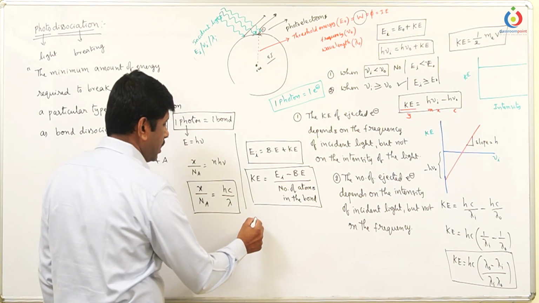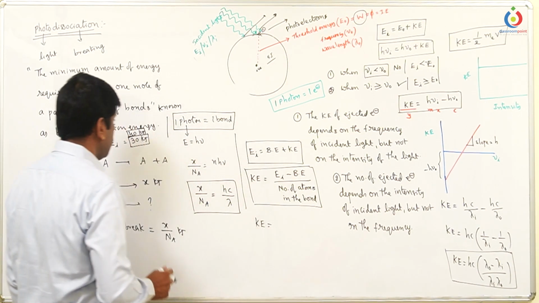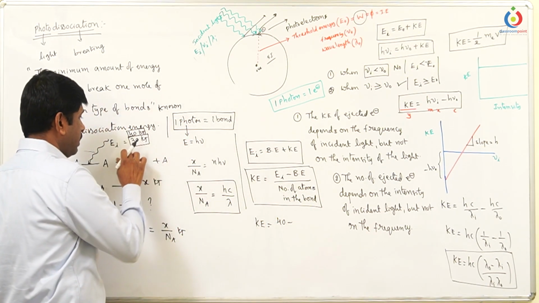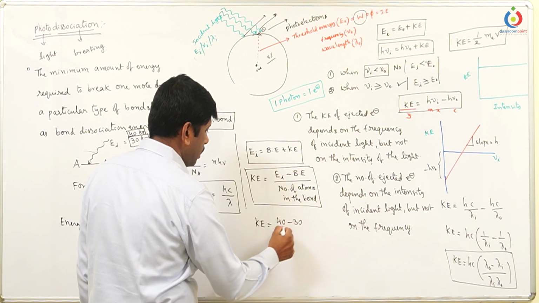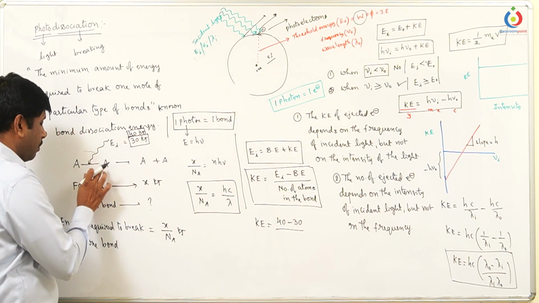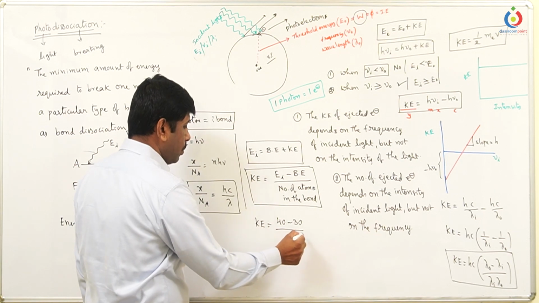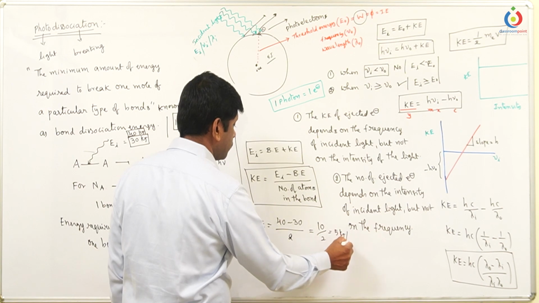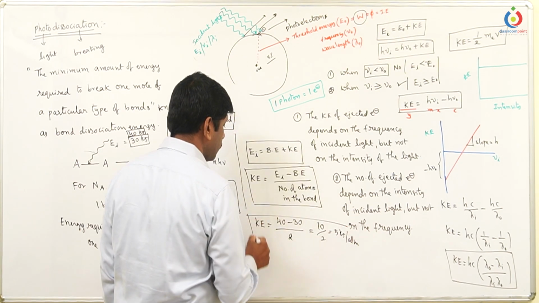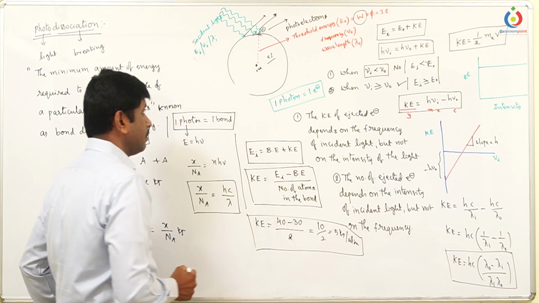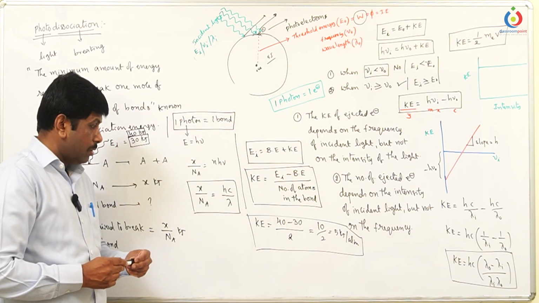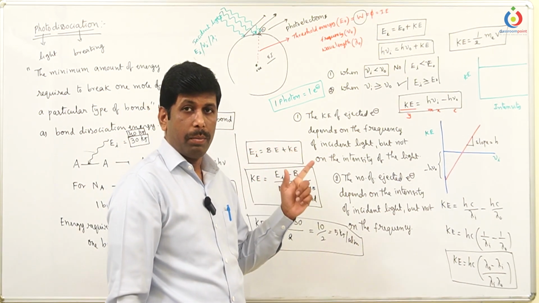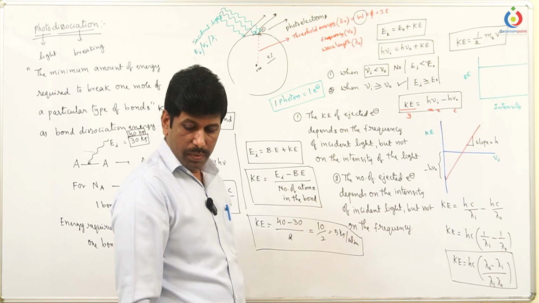So how to calculate: here you can see that kinetic energy is equal to the energy of the incident light, 40 kilojoules, minus the bond energy we have taken as 30 kilojoules, divided by the number of atoms involved in this bond. Usually 2 will be there. So 10 by 2 equals 5 kilojoules per atom is the kinetic energy. So I hope you understand this photoelectric effect. Let us continue one more part, that is the application of this photoelectric effect.